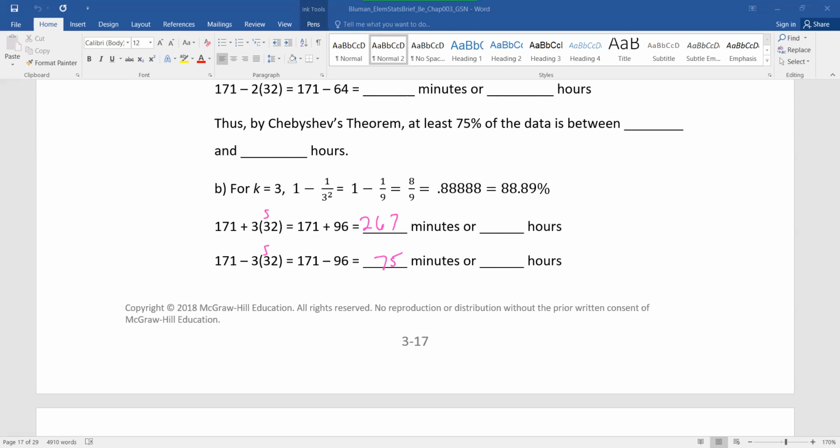All right, so let's calculate what the hours are. So 267 divided by 60 is 4.45. All right, now watch what I'm about to do here. I'm going to go 4.450. 75 divided by 60 is 1.250.